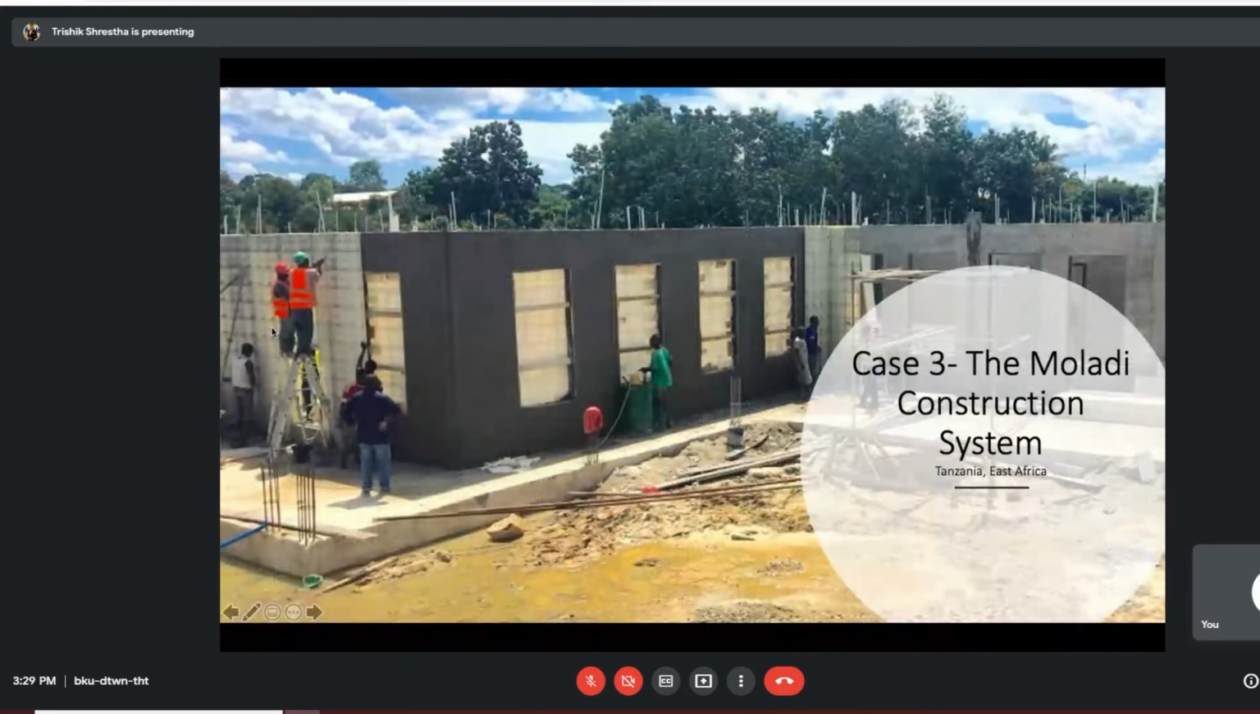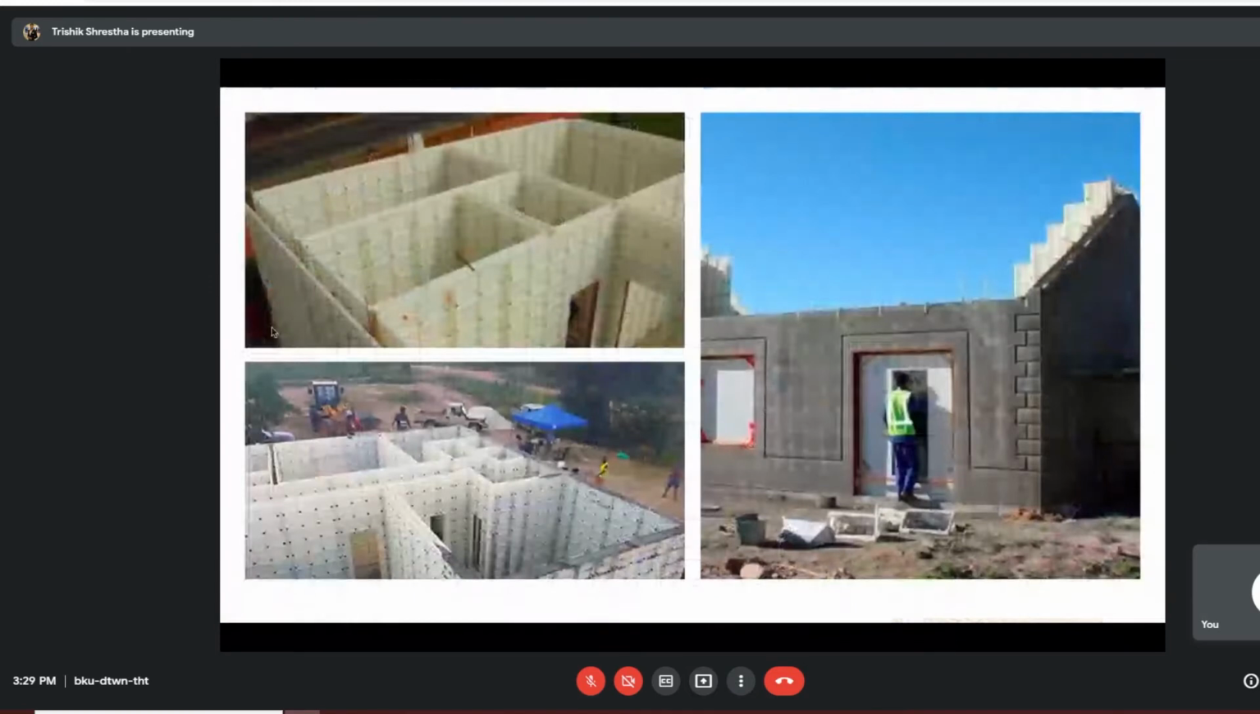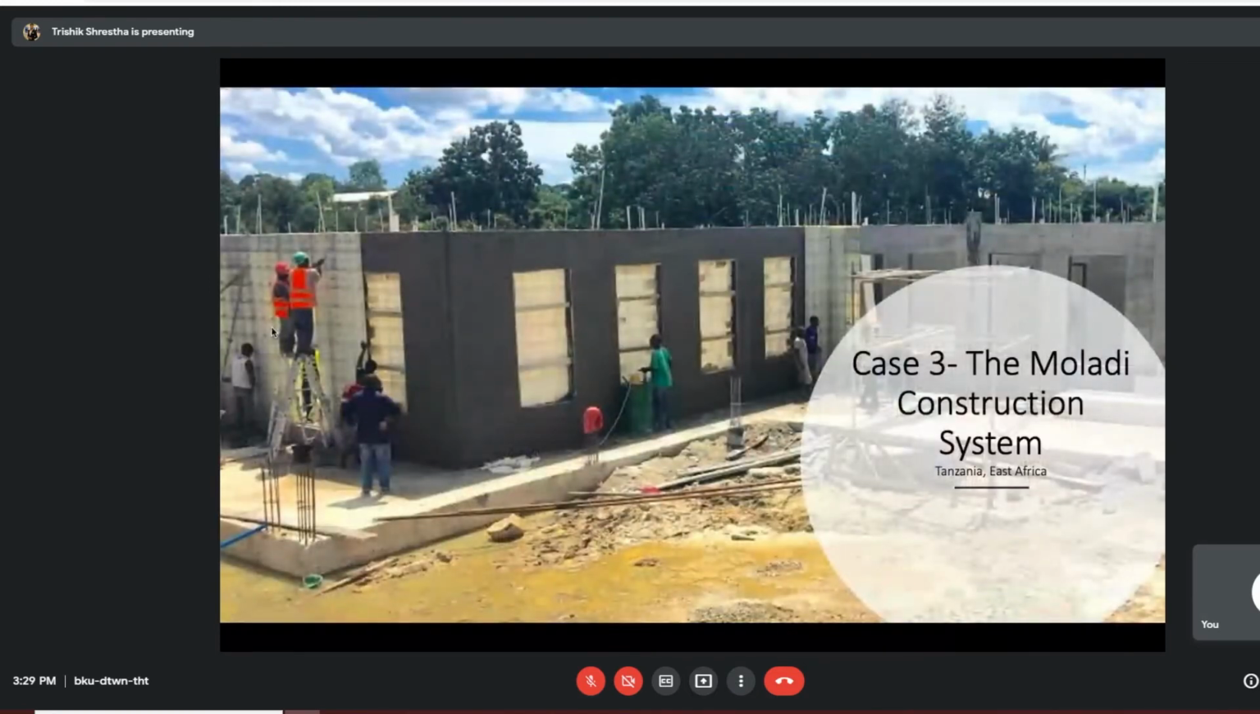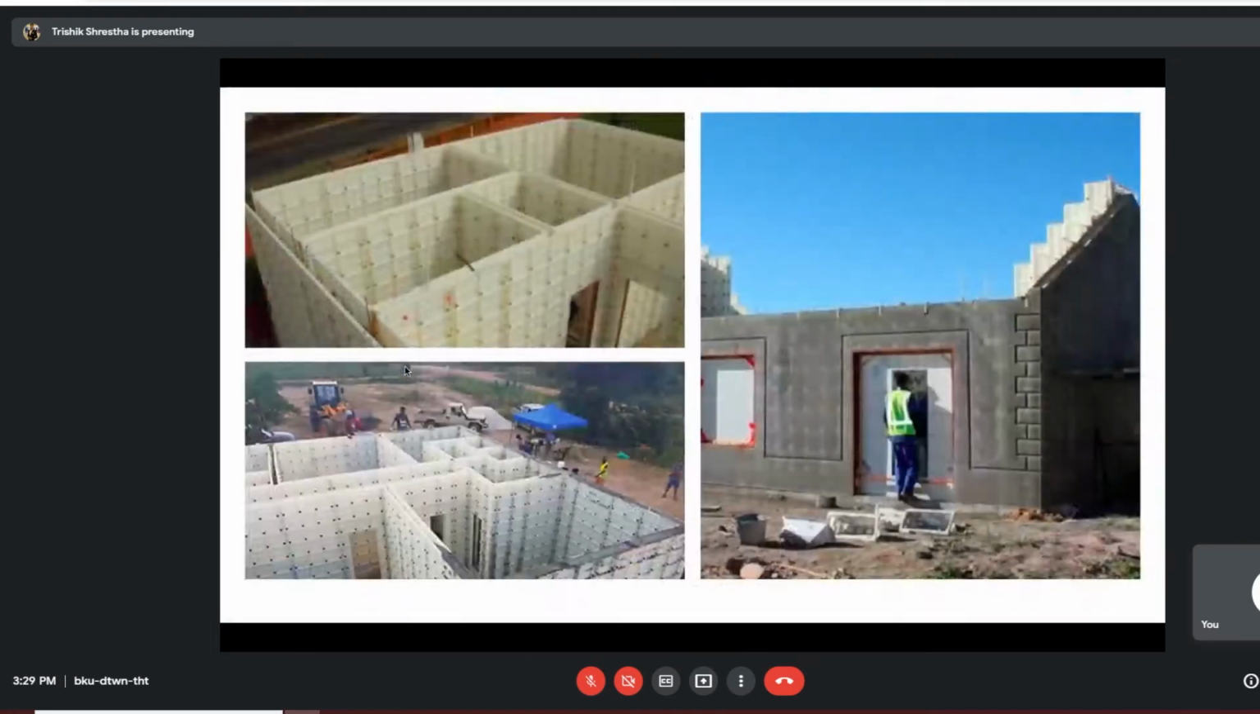Now, this is, in my opinion, one of the most interesting cases that I explored in my thesis, which is the Muladi construction system in Tanzania, East Africa. In the picture that you see before you, these engineers, contractors, and workers are installing a sort of formwork, prefab plastic structures. They create these hollow structures first, and then pour the concrete and make ready-made houses.